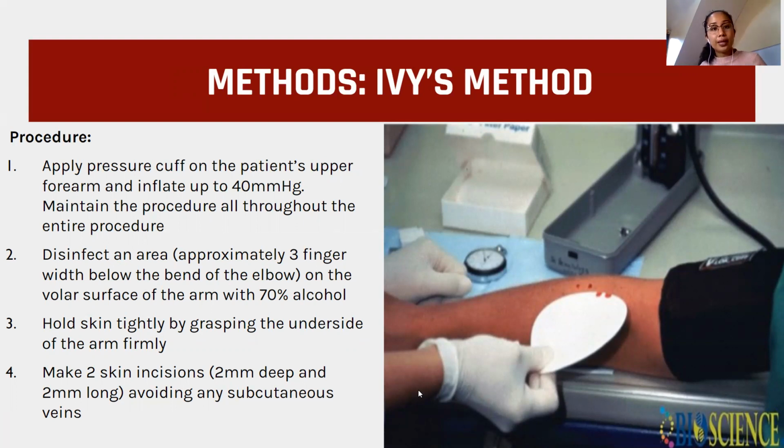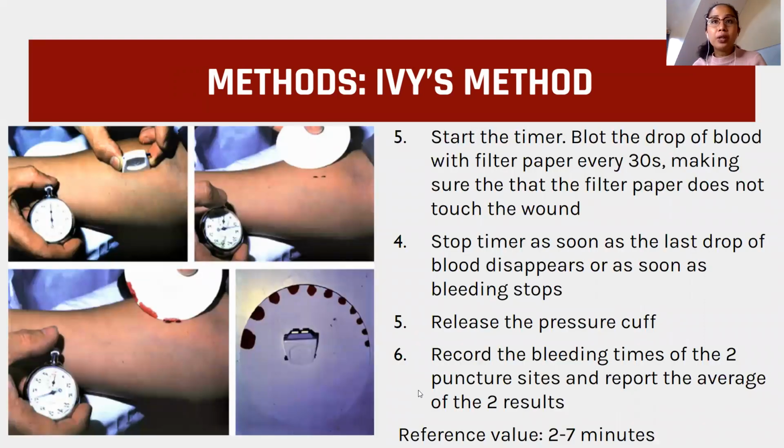So what we usually use is the butterfly lancet, avoiding any subcutaneous veins, on the volar surface of the arm. Start the timer once the first drop of blood appears. Blot the drop of blood with filter paper every 30 seconds.